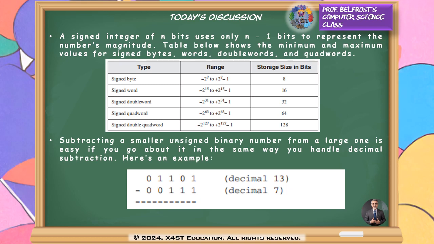Subtracting a smaller unsigned binary number from a larger one is easy if you go about it the same way you handle decimal subtraction. Here's an example. You are about to face the subtraction of two binary numbers. One equals 13 decimal, and the second equals 7 decimal. So how do we do this?